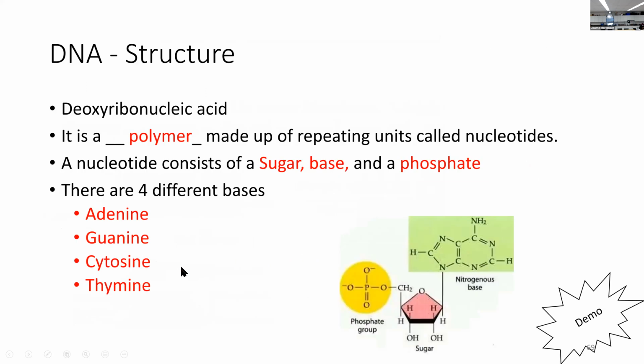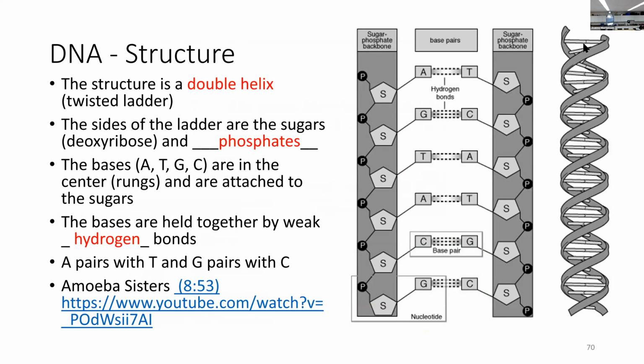All right, DNA, you guys should know this down to an art. There are 4 bases, A, G, C, and T. And each one of those is connected to a phosphate and a sugar group. So I don't remember which one of the bases this one is, but there's our deoxyribose and there's our phosphate. And here's the picture you're used to seeing.